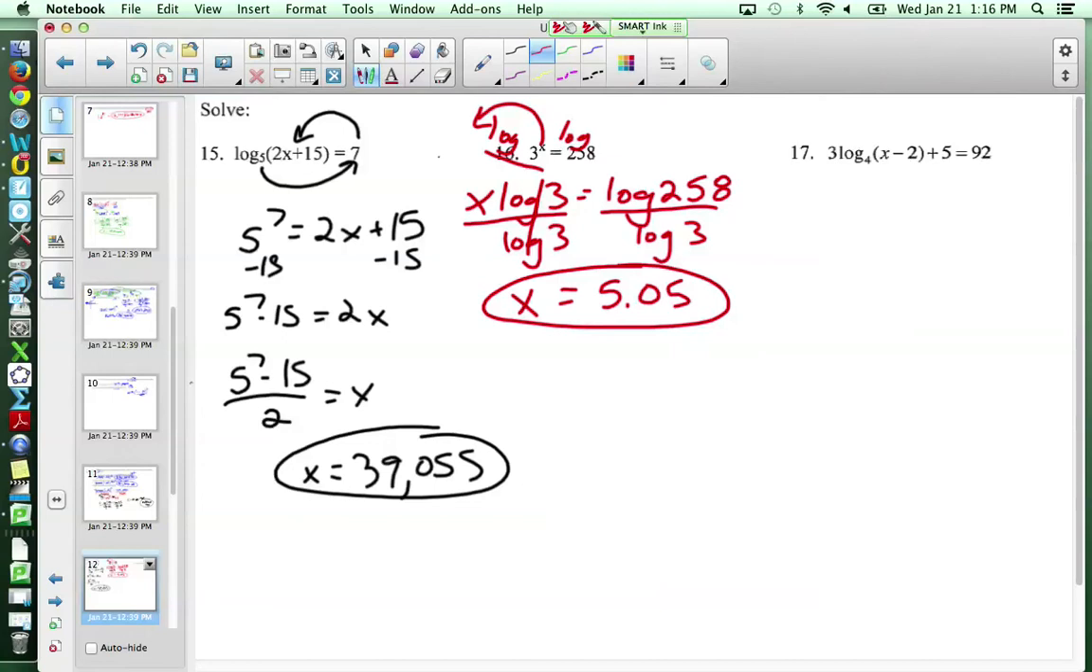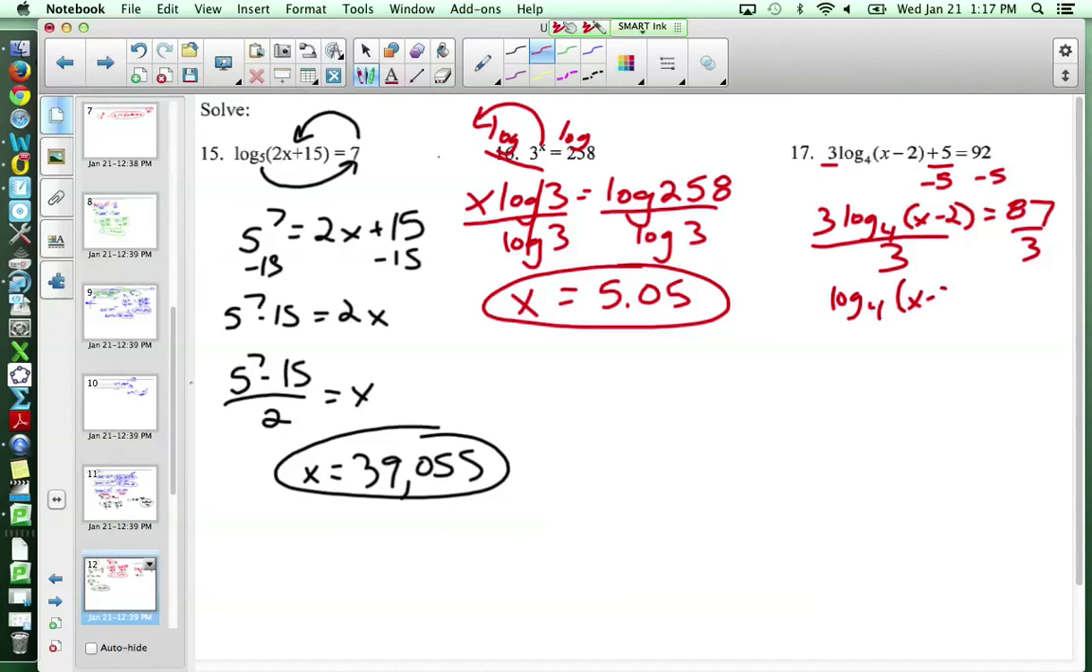17, it's very similar to number 15, where we need to rewrite it in exponential form. But before we can do that, we need to take care of the 5 and the 3. So first, subtract the 5 from both sides. We get 3 times the log base 4 of x minus 2 equals 87. Now divide both sides by 3. So the log base 4 of x minus 2, and then 87 divided by 3 gives us 29. Now we can rewrite it in exponential form. 4 to the 29th power is equal to x minus 2.